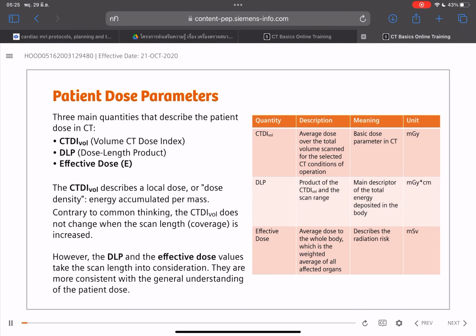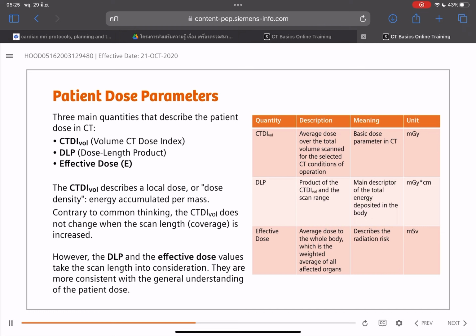In radiology, the term dose or patient dose is always related to the absorbed dose, a measure of the energy deposited in a patient's body by ionizing radiation. There are 3 main quantities that describe the patient dose in CT: CT-DI volume, the volume CT dose index, DLP, the dose length product, and effective dose, E.